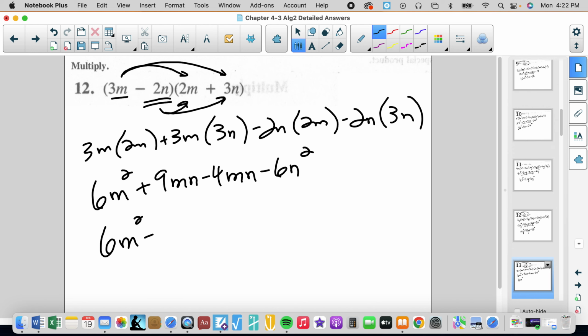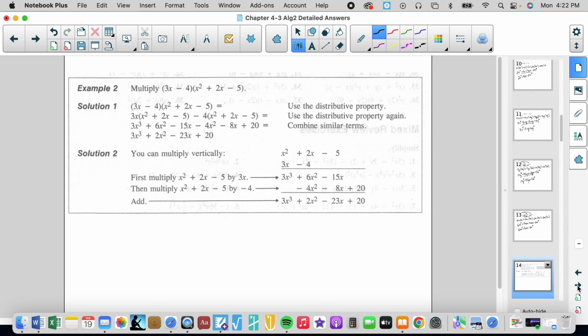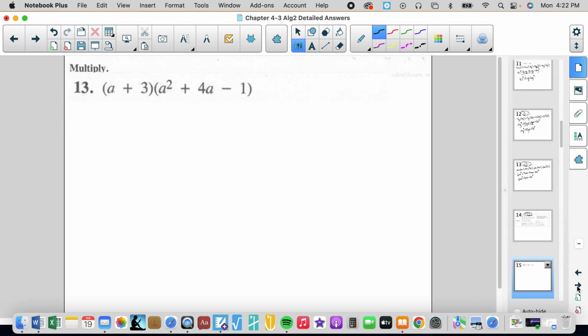6m squared plus 5mn minus 6n squared. That's a good one. All right. Now we have a binomial times a trinomial. So we're going to distribute that first term 3 times this time. And that second term is also going to get all 3 terms. So we will distribute a lot.